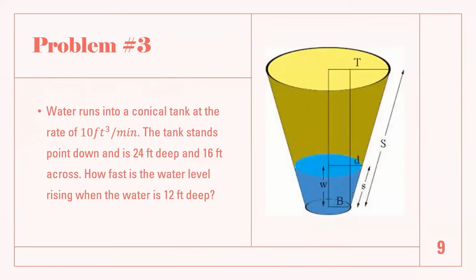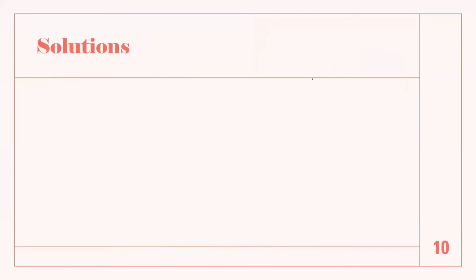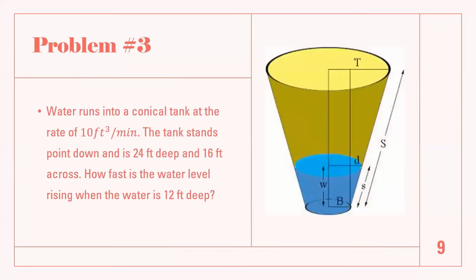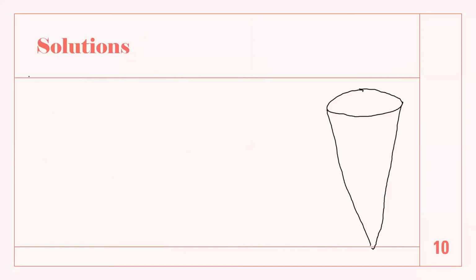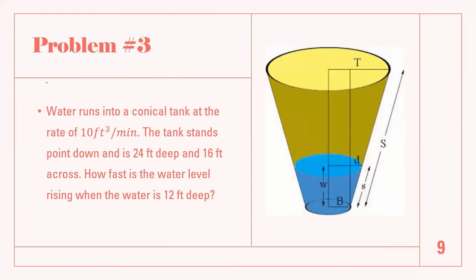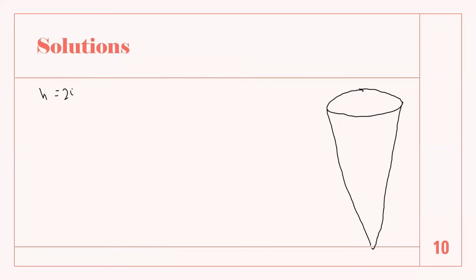Okay? So, our third problem is: water runs into a conical tank at the rate of 10 cubic feet per minute. The tank stands point down and is 24 feet deep and 16 feet across. How fast is the water level rising when the water is 12 feet deep? So, here, we will draw a representation of a cone. That conical tank is really a cone. So, here, the height, when we say deep, deep is height. So, our height is 24 feet.